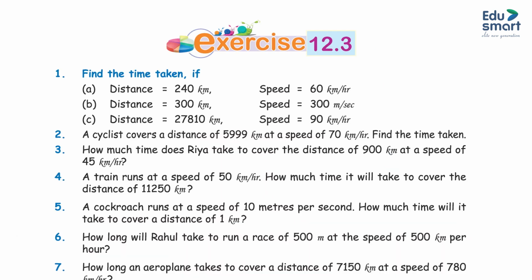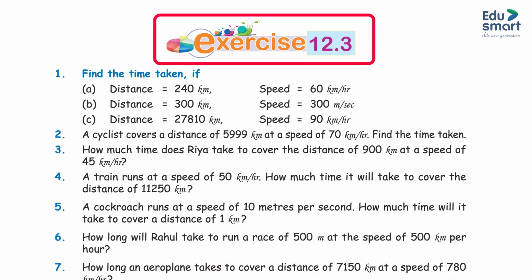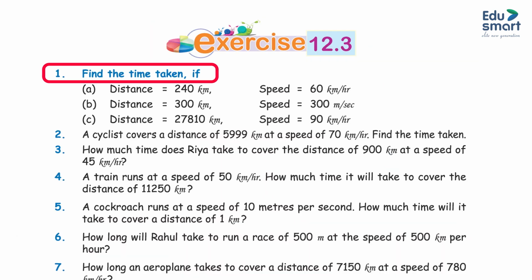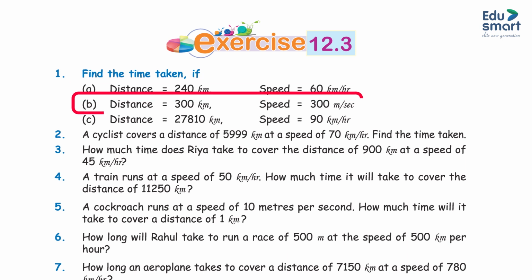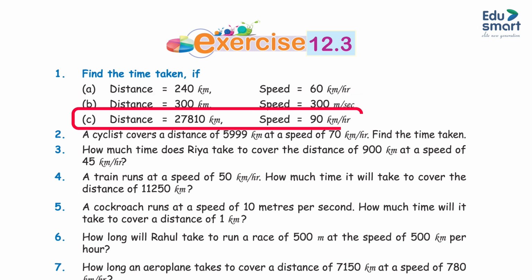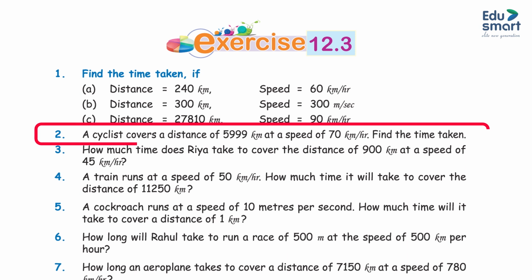Exercise 12.3. Question 1. Find the time taken if A. Distance 240 km, speed 60 km per hour. Answer 4 hours. B. Distance 300 km, speed 300 meters per second. Answer 1000 seconds. C. Distance 27,810 km, speed 90 km per hour. Answer 309 hours.